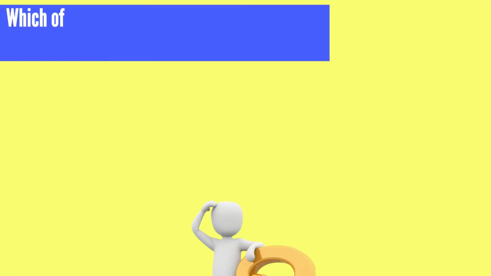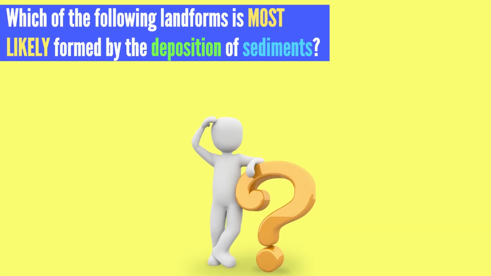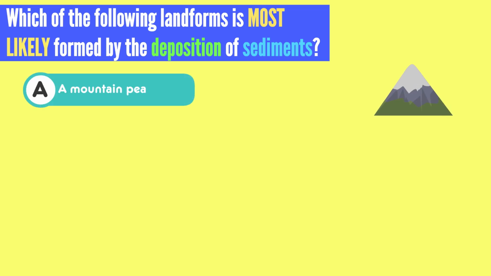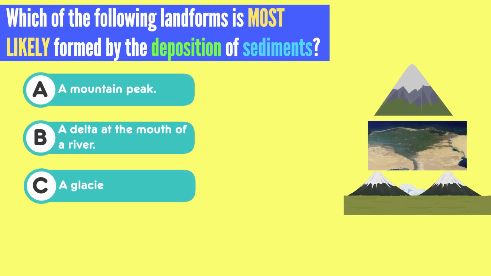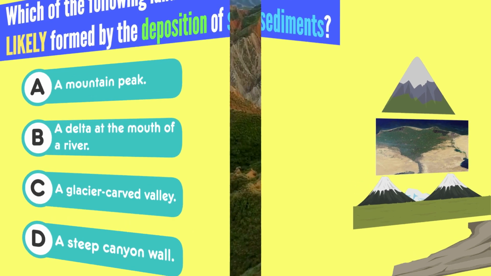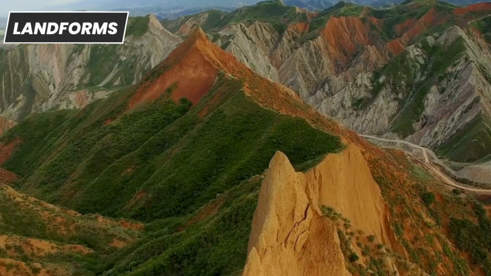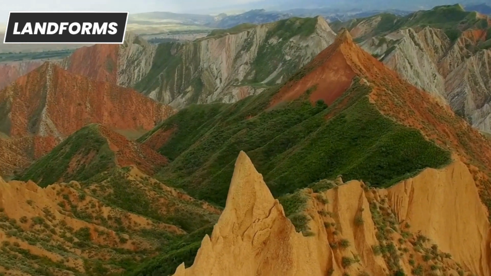Next challenge. Which of the following landforms is most likely formed by the deposition of sediments? A. A mountain peak. B. A delta at the mouth of a river. C. A glacier-carved valley. D. A steep canyon wall. Guiding question. Consider which landforms result from the accumulation of sediments rather than the removal of materials.